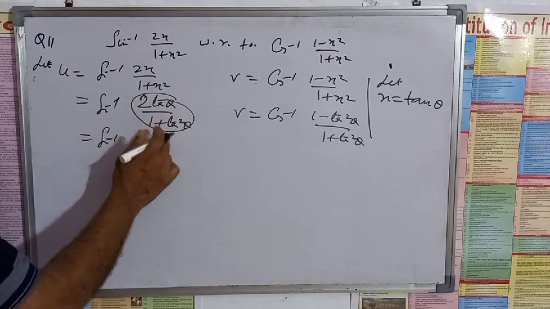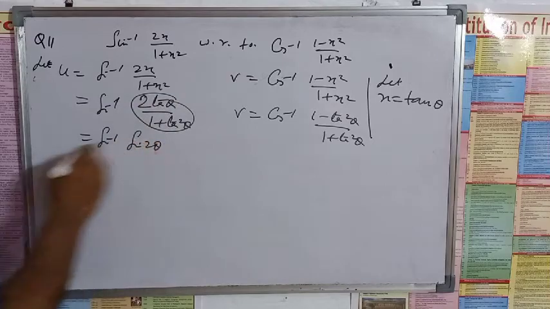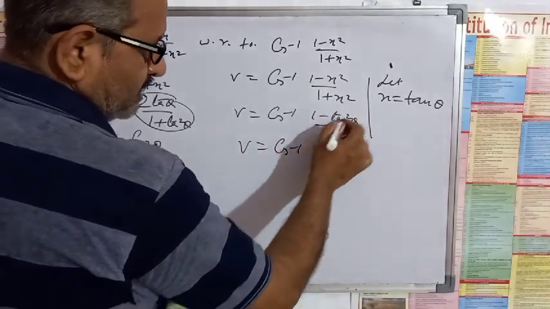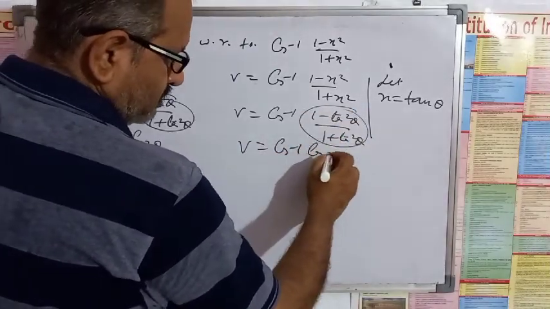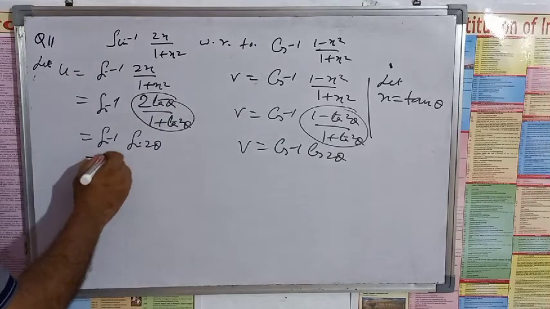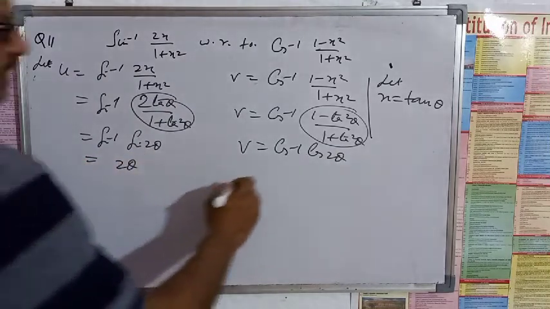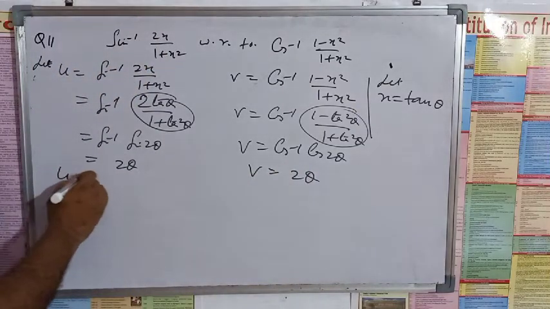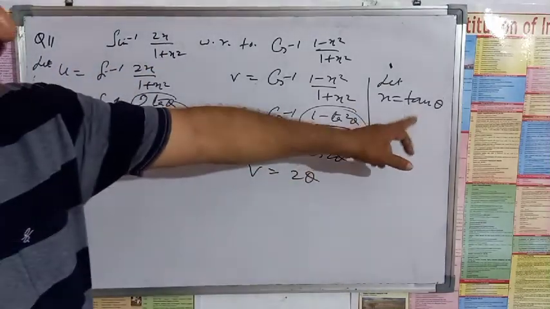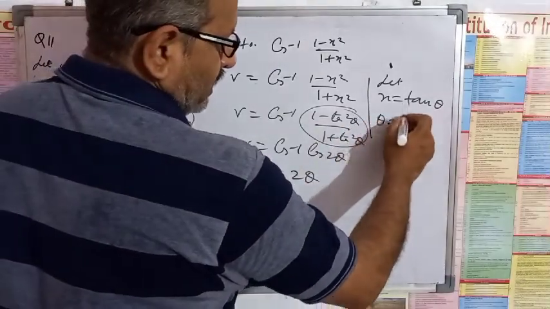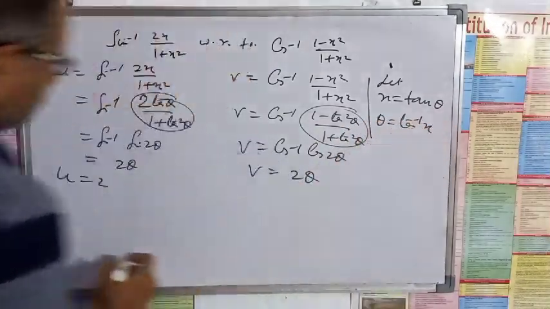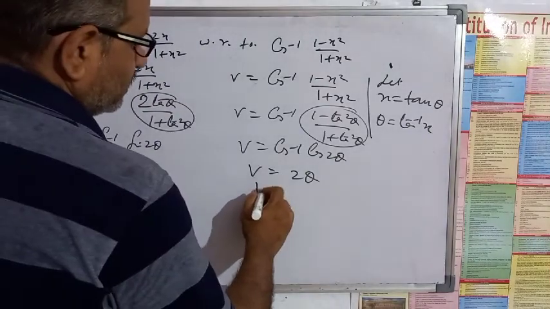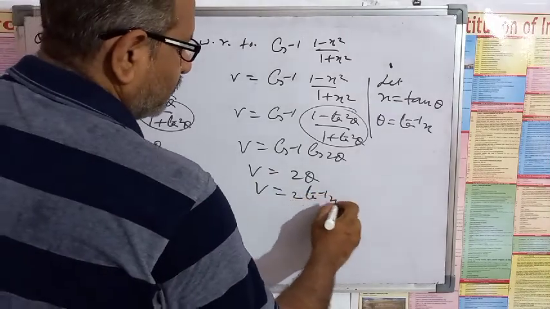2 tan theta upon 1 plus tan square theta, we know that it is the formula of sine 2 theta, and this is the formula of cos 2 theta. So sine inverse sine 2 theta is 2 theta, and cos inverse cos 2 theta is 2 theta. What is theta? Theta is tan inverse x. So u is equal to 2 tan inverse x, and v is equal to 2 tan inverse x.